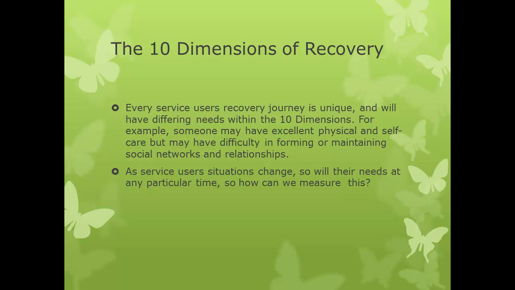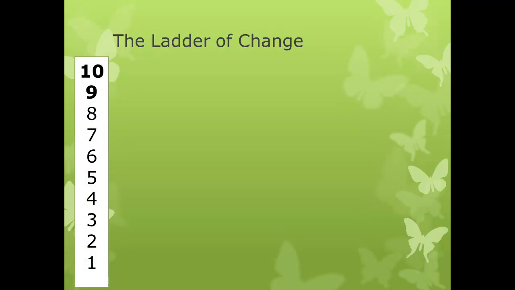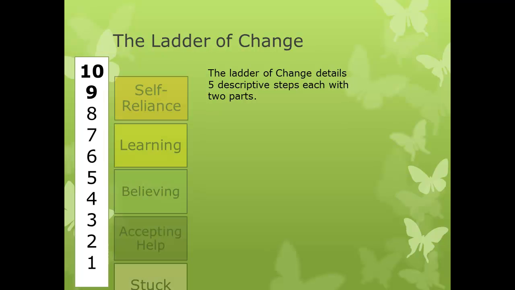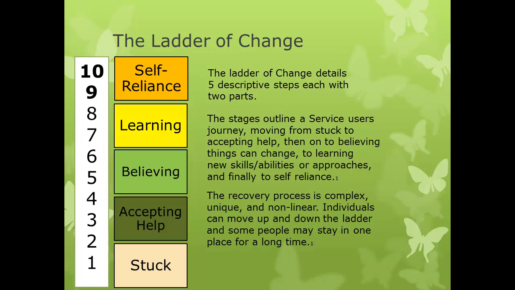So how can we measure this? This is where the ladder of change comes in. The ladder of change details 5 descriptive steps, each with 2 parts. The stage outlines a service user's journey, moving from stuck to accepting help, then on to believing things can change, to learning new skills and abilities and approaches, and finally to self-reliance. The recovery process is complex, unique, and non-linear. Individuals can move up and down the ladder, and some people may stay in one place for a long time.